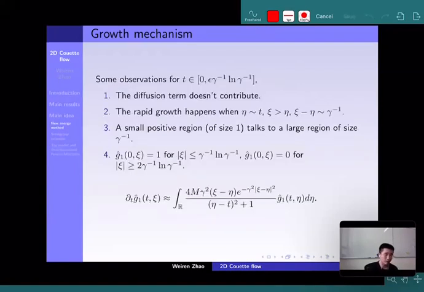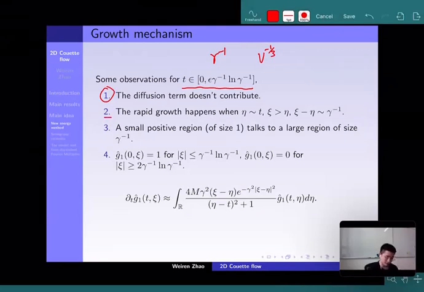Several observations tell you the growth mechanism. The first thing is that our time is gamma -1 log gamma -1. This is our time, because before gamma -1 we cannot see any growth, and larger than nu to the -1/3 there is the enhanced dissipation effect. So we only focus on this very small narrow piece of time, from 0 to gamma -1 log gamma -1. And then you will find that the diffusion term actually does not contribute to the system. This is the first thing.